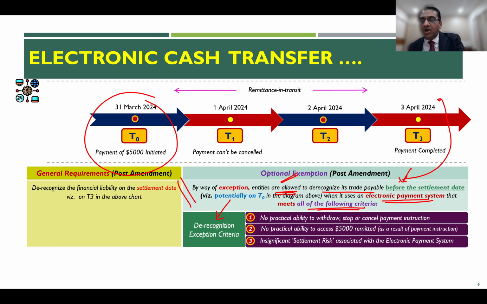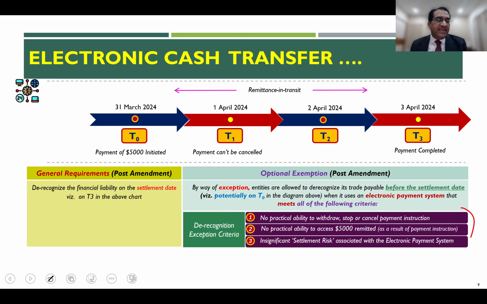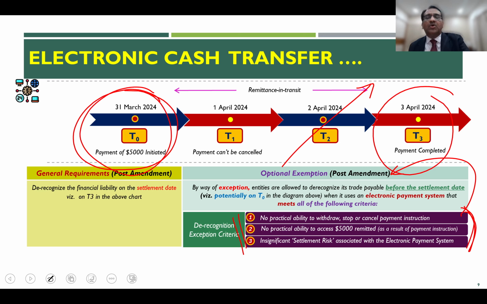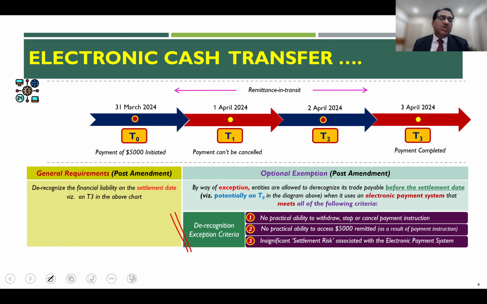If these 3 conditions are collectively met, then by way of optional exemption, the Indian entity can still derecognize the financial liability on the day of initiation, but only when all these three conditions are met, and that too, it is optional. So there is an accounting policy choice which the entity needs to make post-amendment: whether they want to do the settlement date accounting or they want to do it on the day when they actually initiate the payment. So what are the three conditions which need to be fulfilled before an entity can apply this optional exemption?